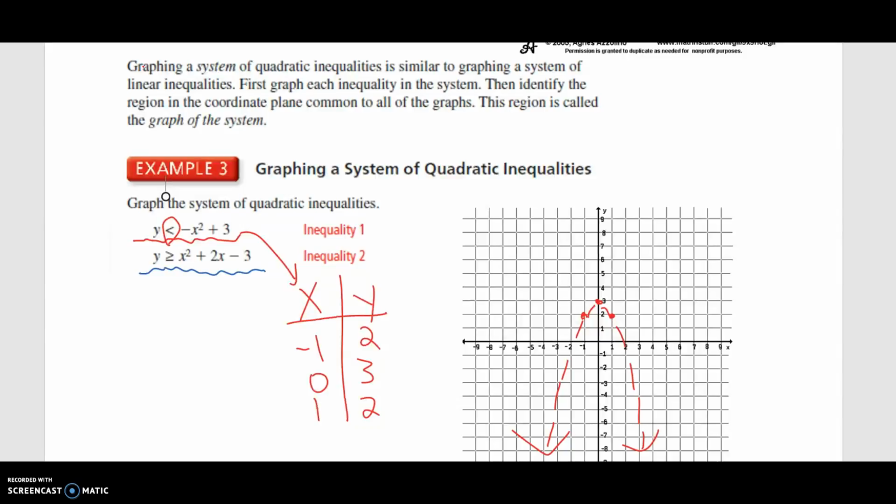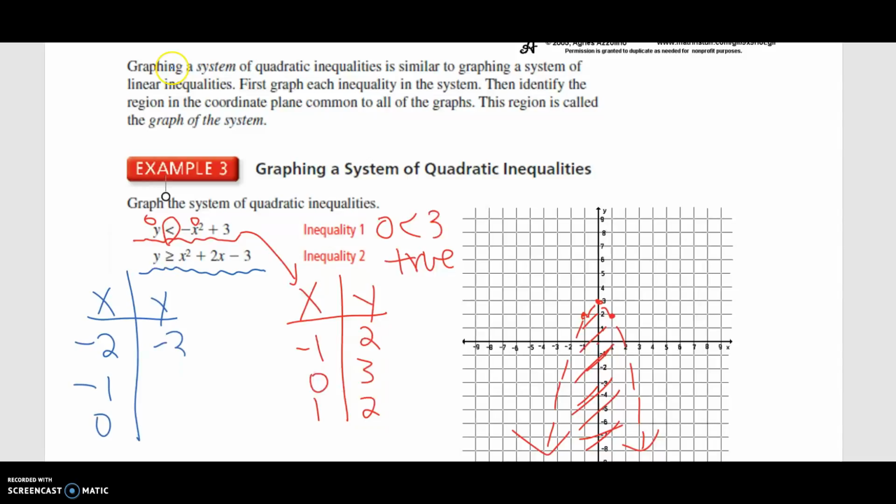And let's test the point 0, 0. If I plug in 0, 0 for this equation here, I get 0 is less than 0 plus 3, which is 3. This is true. So I'm going to shade below, because 0, 0 is in there, below my graph. Now let's check out the next graph. If I make an xy table and plug that into my y equals, I'm going to get these 3 points for my vertex and my other 2 points.